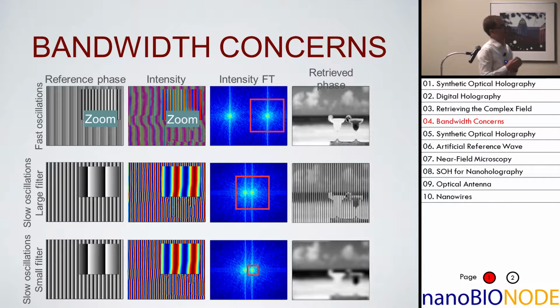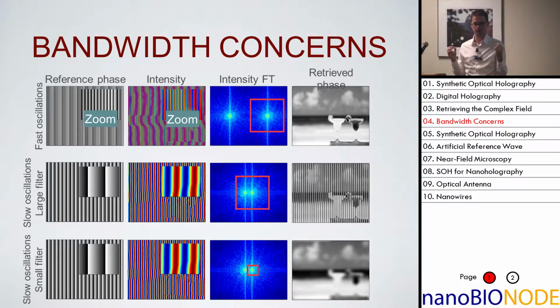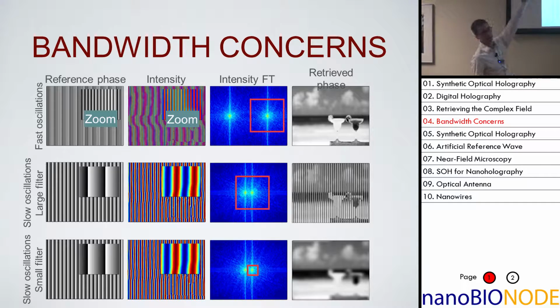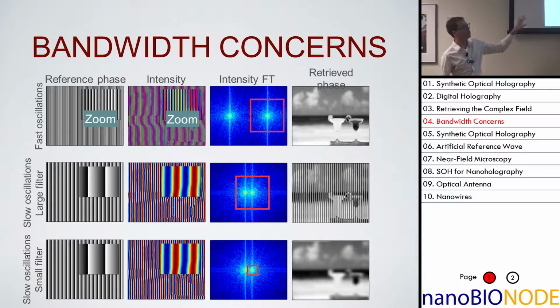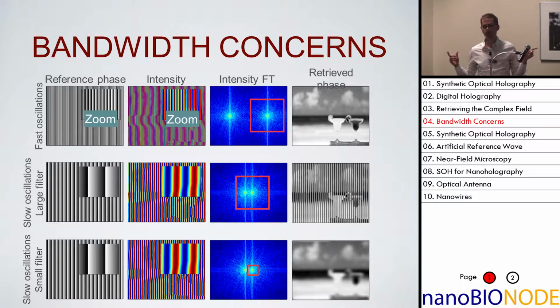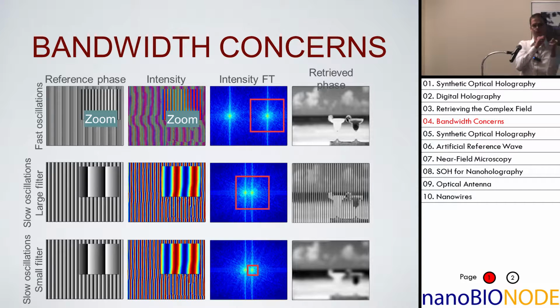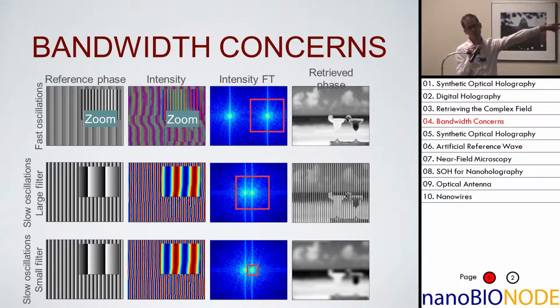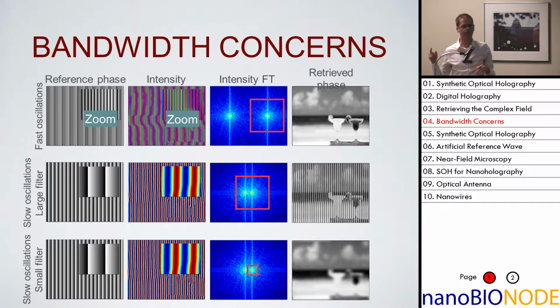The point of this slide is that the size of that box and the separation of these two blobs are very important for the retrieved image. If we slow down the oscillation, so instead of ramping quickly, we ramp slowly, these two blobs get close together. Well, if we try to throw away everything outside the red box, we still get both of those contributions. And the one we don't want, the left one, shows up in the retrieved phase. In this case, it looks like just oscillations.